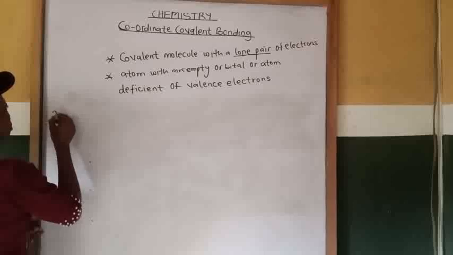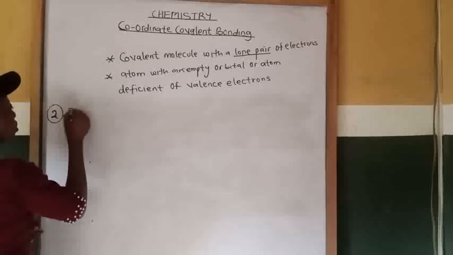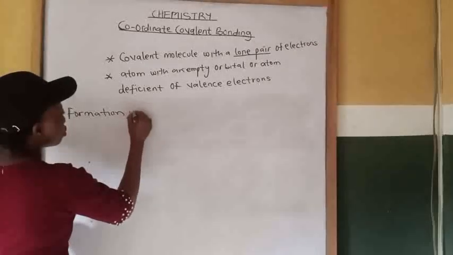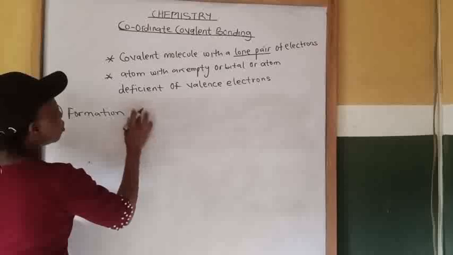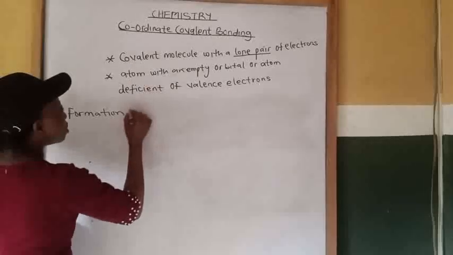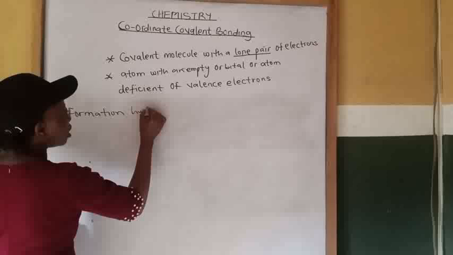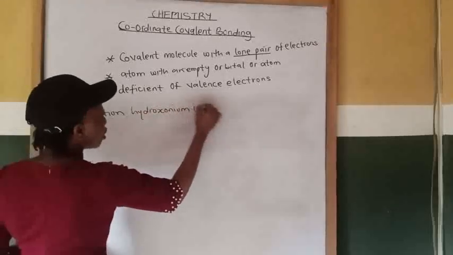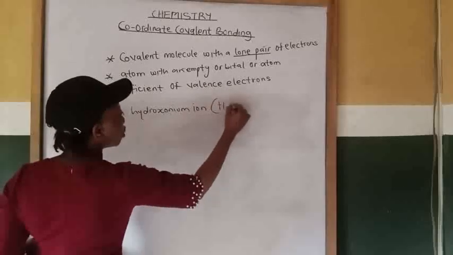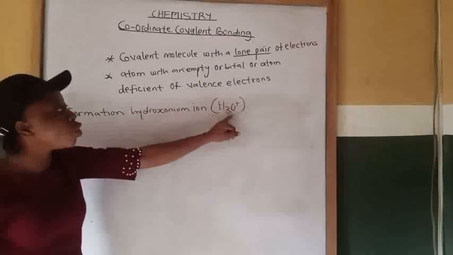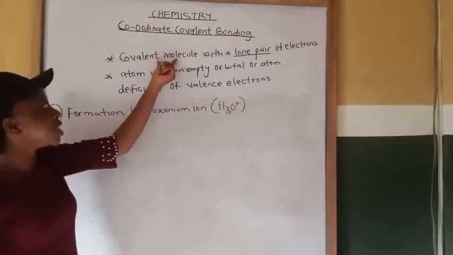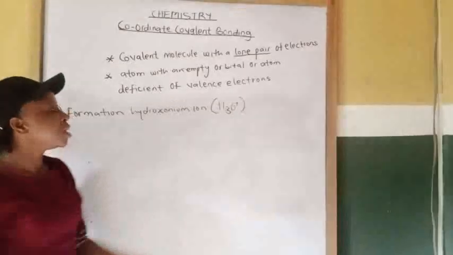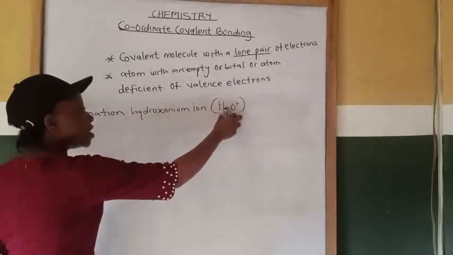Example 2. Formation of the hydronium ion, which is H3O plus. Of this H3O, called the hydronium ion, we must bring out a covalent molecule. Now let's bring out a covalent molecule out of this H3O.